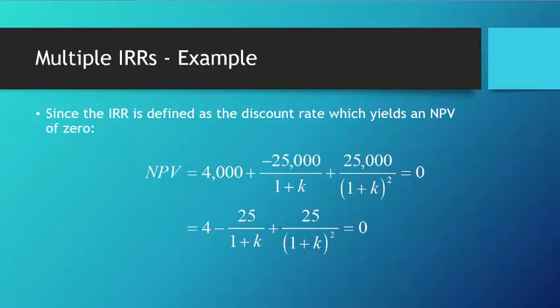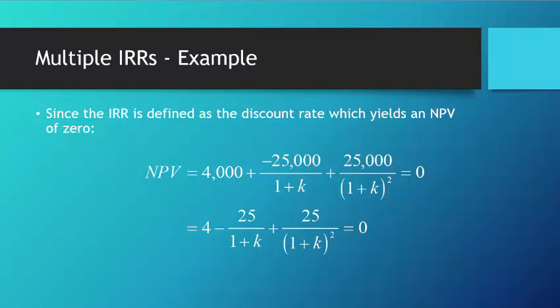So here we go. I have my $4,000, which is already in time 0, so I don't have to discount that at all. Then I have a negative $25,000, which I'm discounting at 1 plus k, which is what I'm solving for. And then I'm going to add to that 25,000 that I'm discounting 2 years, which is why I'm taking it to the second power, 1 plus k to the second power. And then I'm going to set that whole sum equal to 0. That's exactly the way I did this before when I did my net present value by hand in Excel.